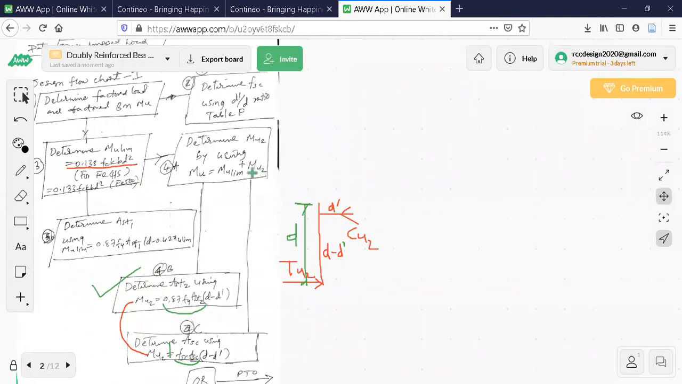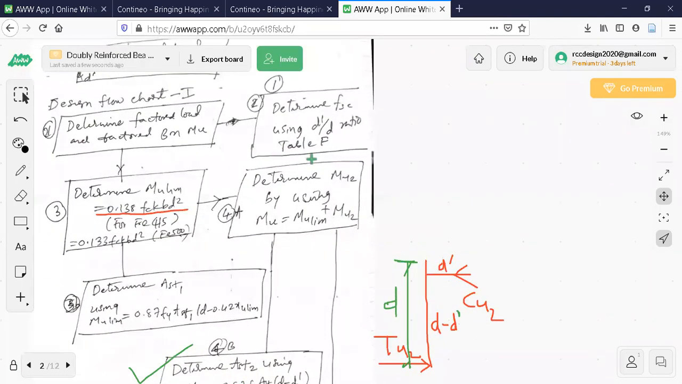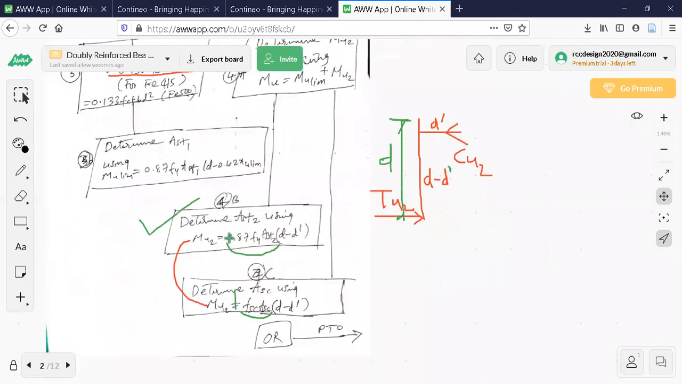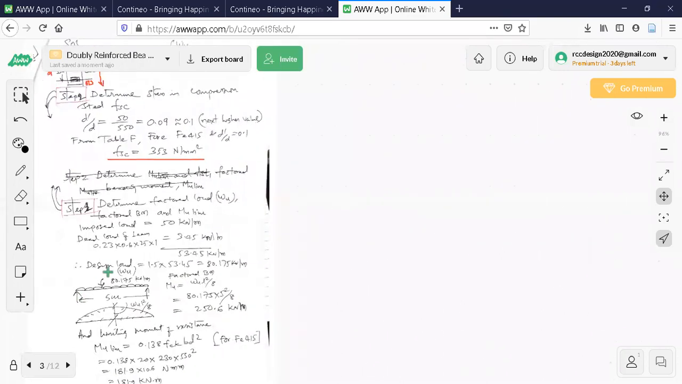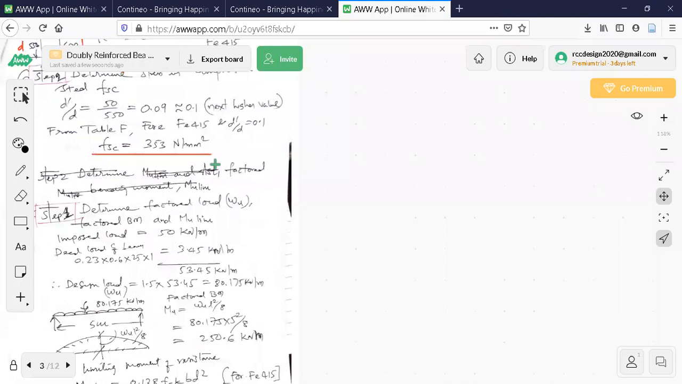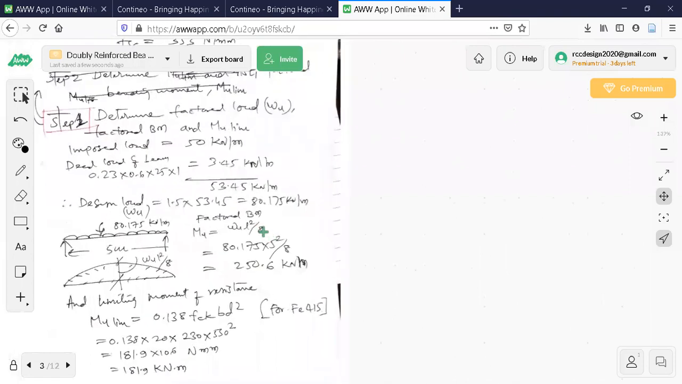So these are the steps that I explained just now, what to do and all. See this. Determine fsc using d dash by d ratio. There are so many shortcut methods. Try to understand the full-fledged example, how to solve, then think of shortcut methods. So this is what I have done here. I started with fsc calculation, d dash by d is 50 by 550, 0.09. Next higher value in the table was 0.1. So for 0.1 and Fe415, fsc was 353.